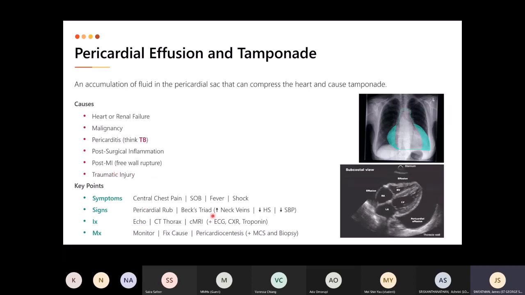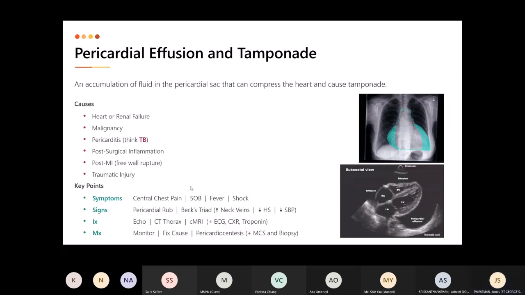All the symptoms: central chest pain, shock, fever, shortness of breath. Signs: pericardial rub, never heard it before. A Beck's triad, in fairness, also never seen it before. You normally just see that their blood pressure is a little bit low. Investigations: you need to echo it to confirm. You can get a CT thorax if they're severely unwell. I wouldn't. And you can get a cardiac MRI, an ECG, a chest X-ray, troponin to rule out other causes as well.